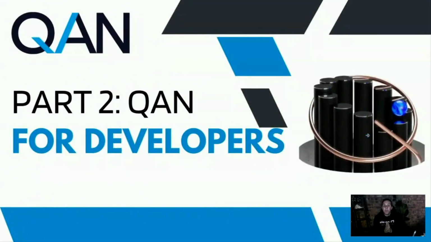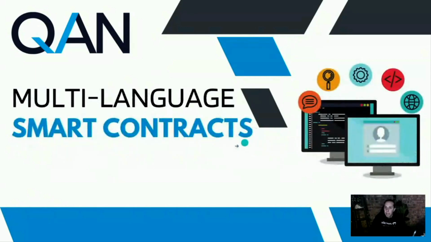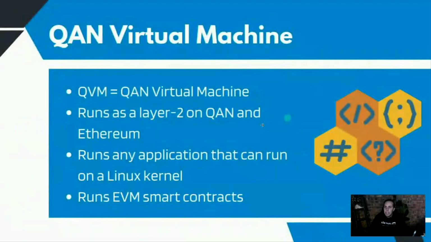So part 2, QAN for developers, everyone. This is where it gets fun. Another one of the things that QAN is offering that is very unique is multi-language smart contracts. So what does this mean? They have a QVM. QVM, similar to EVM, stands for QAN Virtual Machine. It runs as a layer 2, not only on their own platform, but also on the Ethereum platform. And the reason for that is because they are completely EVM compatible. You would be able to take anything that you do on Ethereum and migrate it onto their platform, because they comply with all those standards on Ethereum.